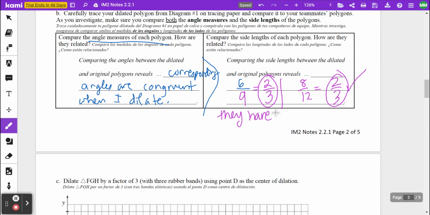The sides have a common scale factor. So they have proportional corresponding sides.